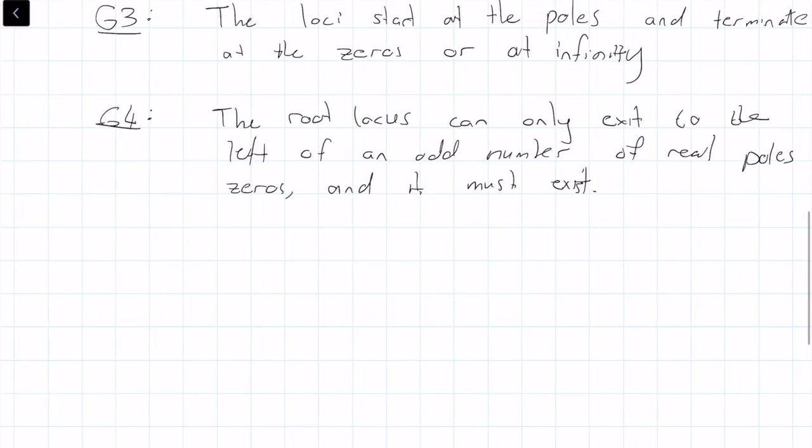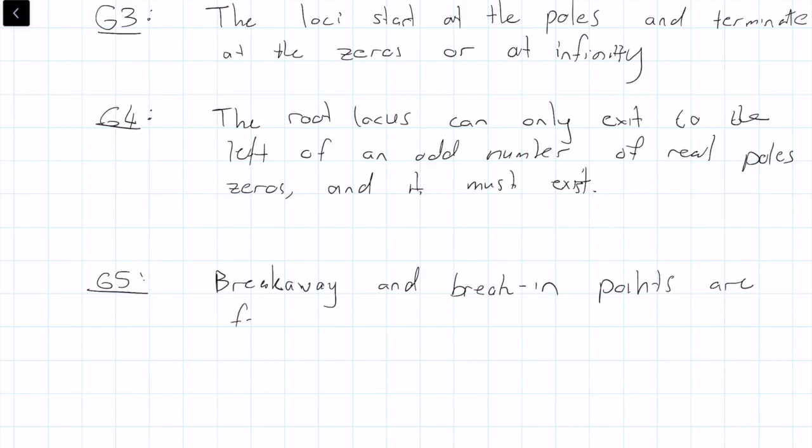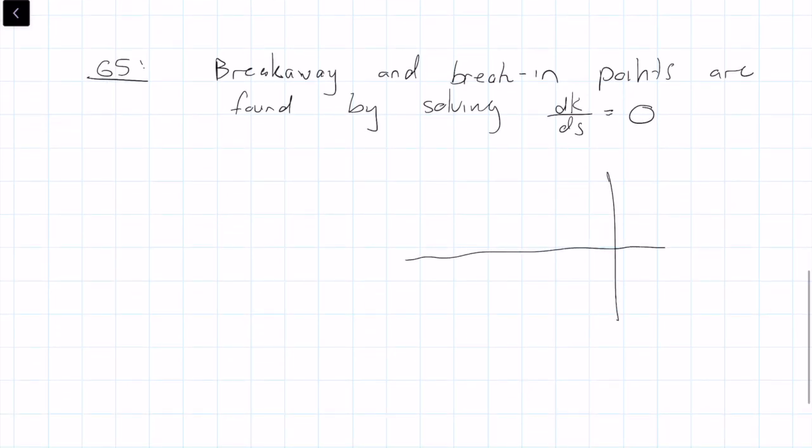Okay, guide number 5. Guide number 5 has to do with break in and break out points. Break away and break in points are found by solving the equation dk over ds is equal to 0. Those were basically what I showed you before: if we have two poles and no zeros, there's a breakaway or break-in point somewhere where basically they shoot away from the axes and go to infinity.